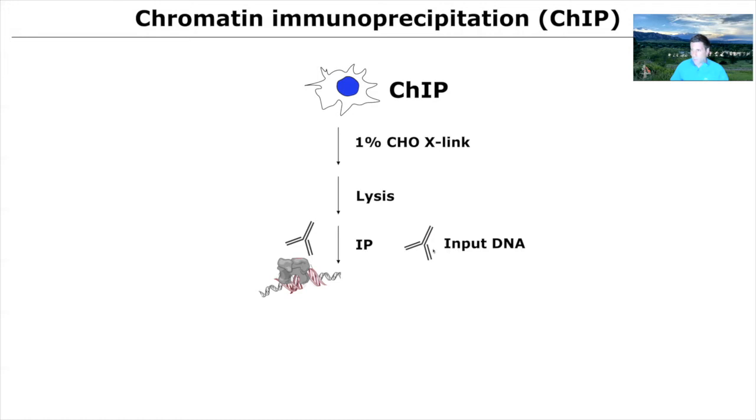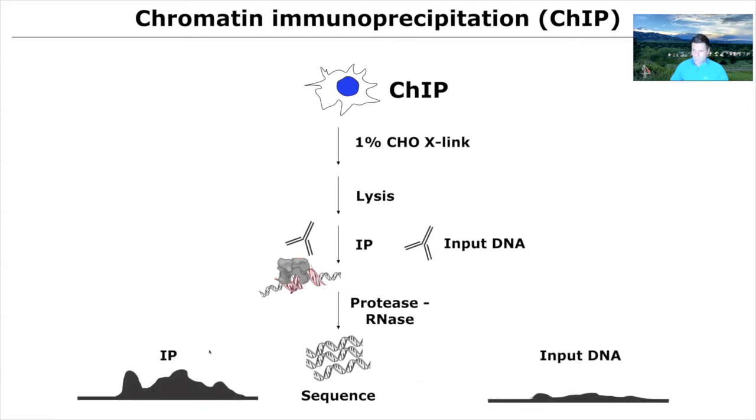But this input DNA is really important so we can compare how much more DNA we get when we target our protein of interest versus random DNA that's pulled down. And then we chew away the protein and RNA and we sequence the DNA. And what we're going to be looking at is raw data that looks like this, where the y-axis is simply the number of reads that show up. And in the IP, you'd hope there are more reads in a region, such as a promoter, whereas input DNA will have some structure to it, and we need to be cognizant of that, but much less than the IP.